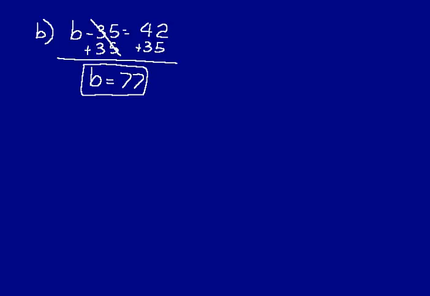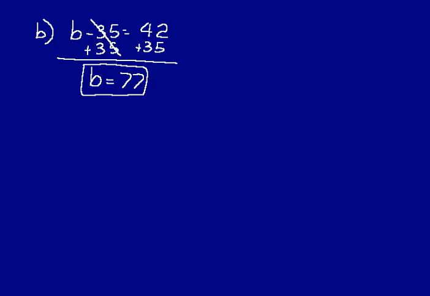Notice how I'm working these problems. I write them out vertically. I mean, we could add the 35 to the right on both algebraic expressions, the one on the left side of the equal sign and the one on the right side, but I think it just works a little bit better to write them out vertically.